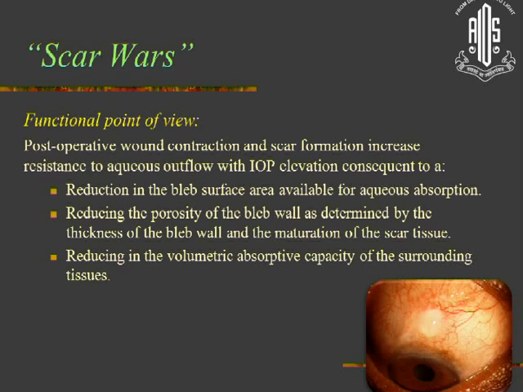Plus, there is reduction in the porosity of the bleb wall as determined by the thickness of the bleb wall. So if there is a Tenon's capsule, Tenon's cyst which is forming, the wall of that being thick, there would be a reduced porosity of this wall, and there are more chances of the scar tissue getting formed. Plus, there is a reduction in the volumetric absorptive capacity of the surrounding tissue. So the fluid cannot spread around and cannot be absorbed.